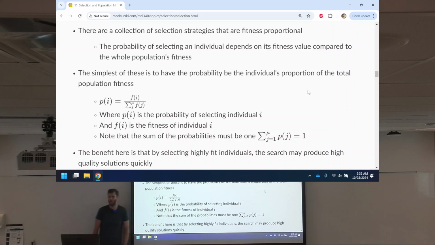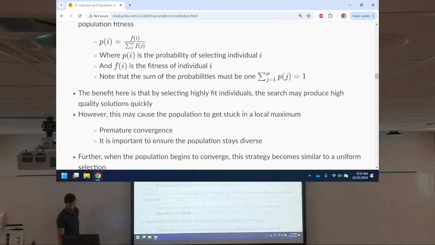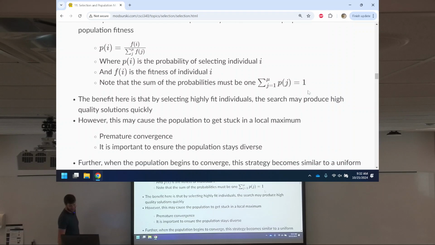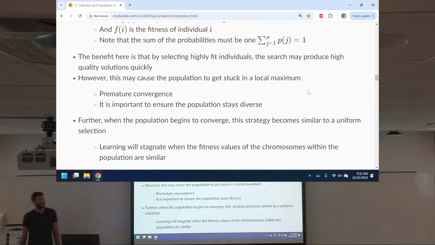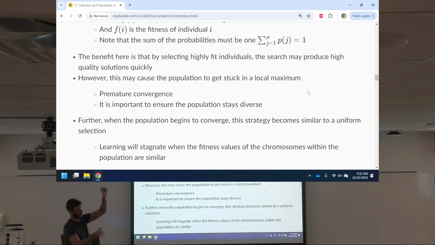So if you go through each chromosome, I think I have an example down here that we'll work through. That's the idea, is you just add up the fitness of all the chromosomes in the population. You take each individual and you divide it by the total, and you'll get like a percentage, right? And that is its probability of being selected.